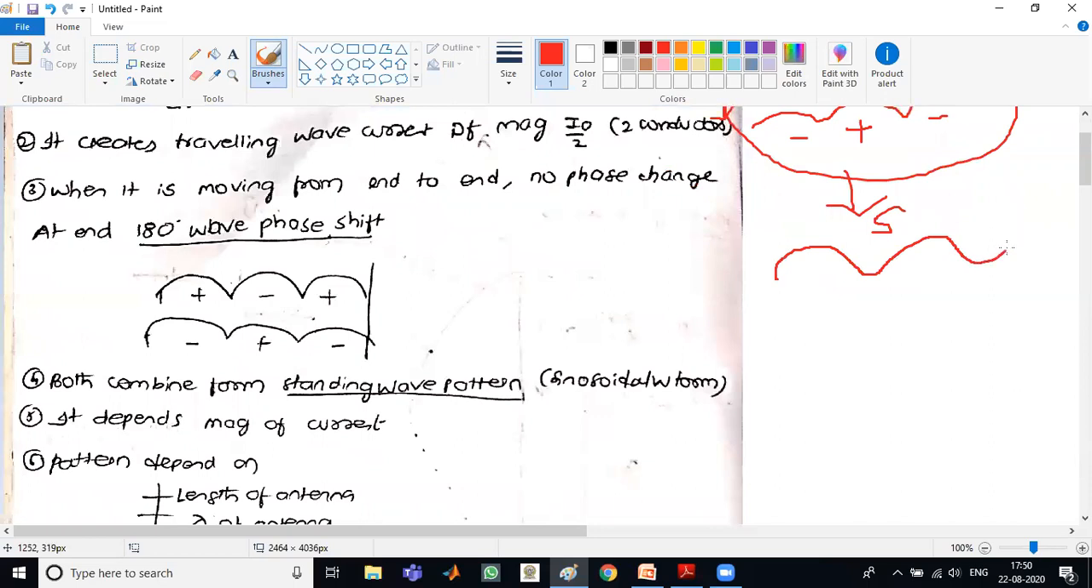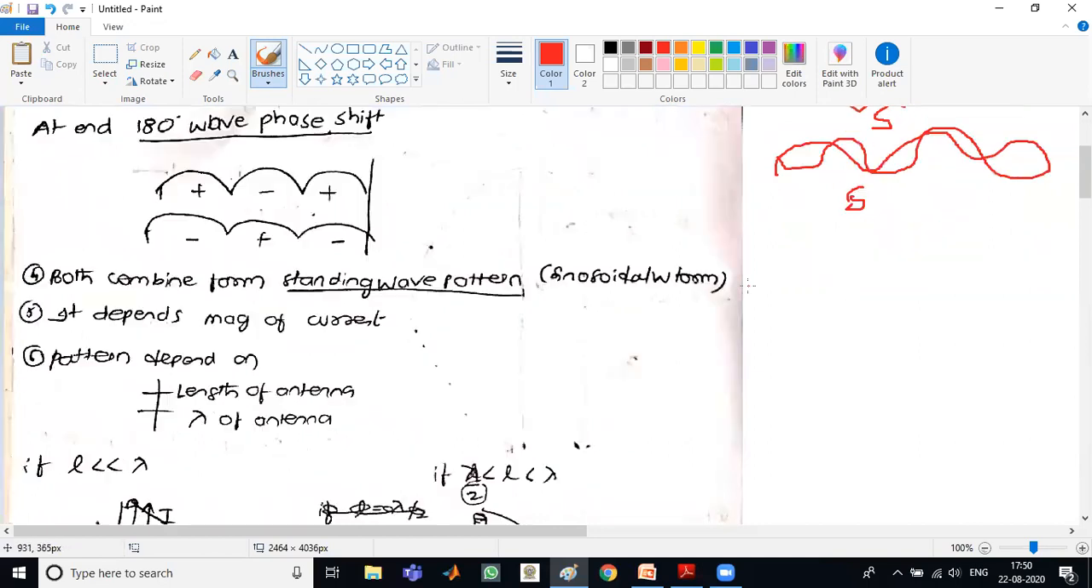This is the incoming wave and this is the outgoing wave. Both form a sinusoidal wave. That is called a standing wave. The standing wave depends on two things: the length of the antenna and the wavelength of the antenna.